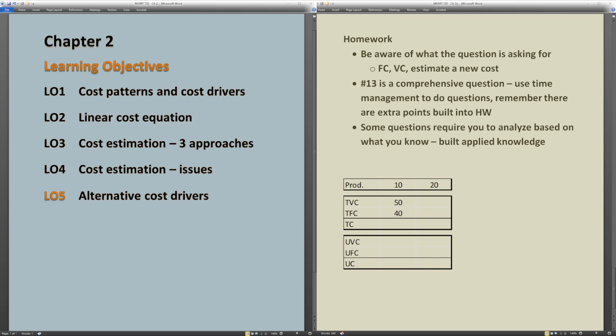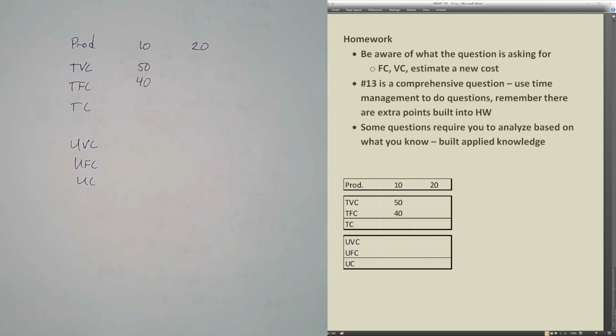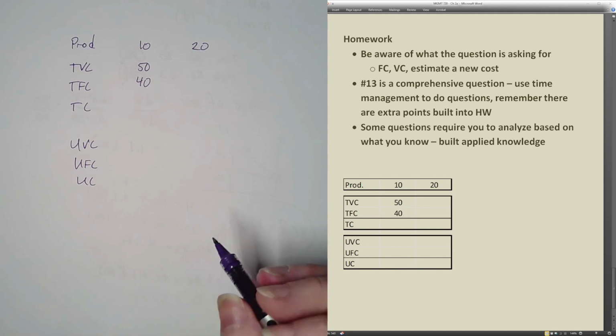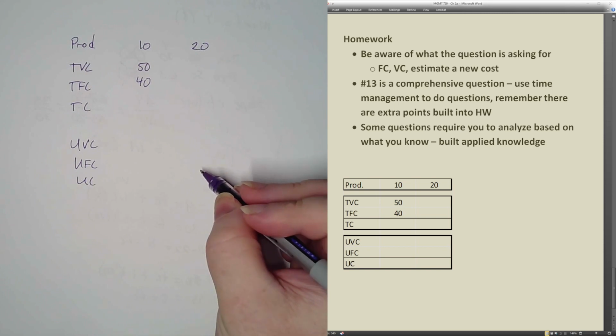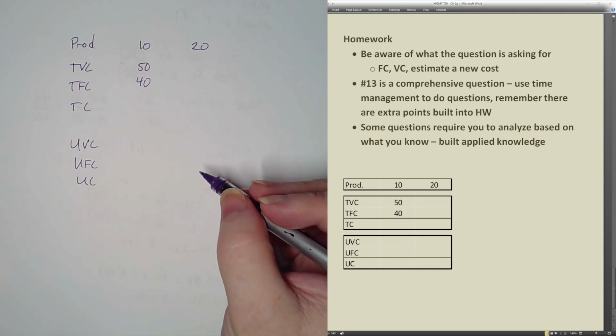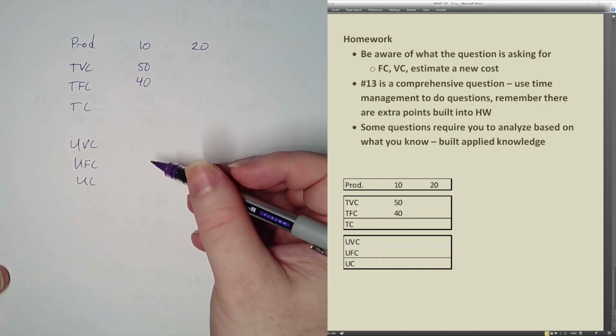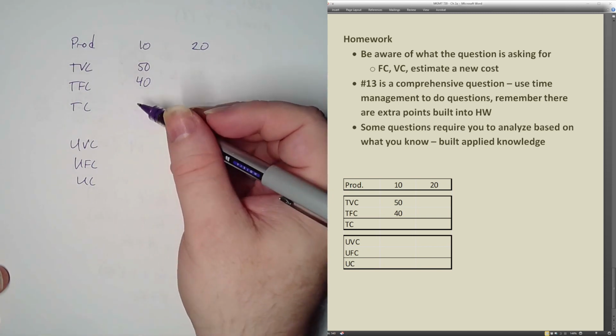There's one other question type in the homework, and it still utilizes everything we know. It's just presented a little bit differently. So let me go over how to do a question that looks like a chart like this. Sometimes you are given a chart that looks like this, and they may ask you, what is the unit fixed cost for production at 20? In other words, what is this number here? Well, just using everything we've already learned, we can completely fill out this chart. So let's take a look at some of the simpler things.